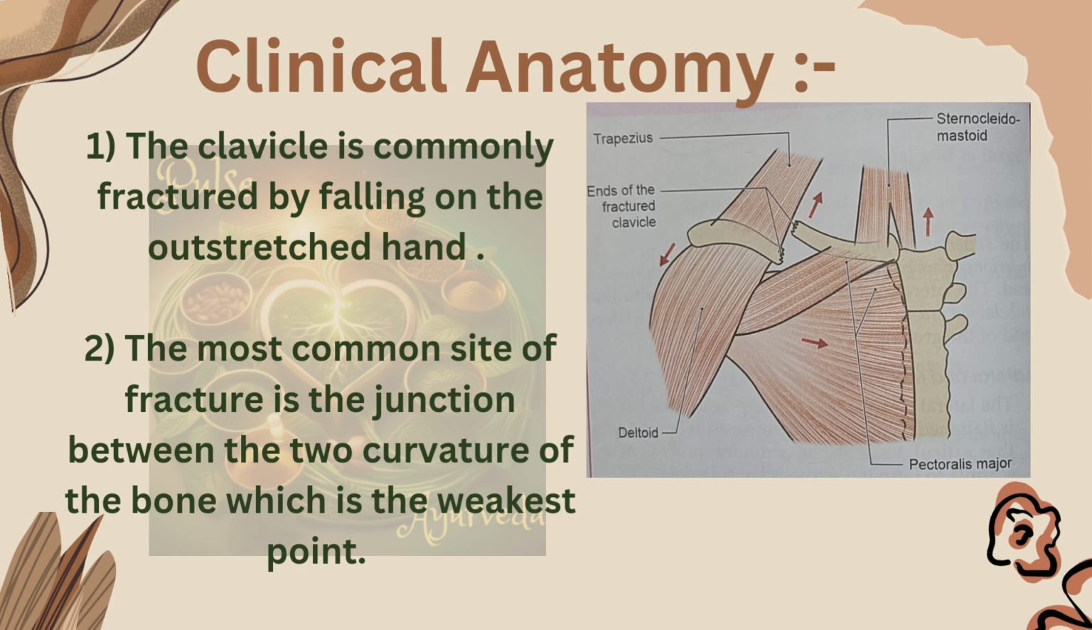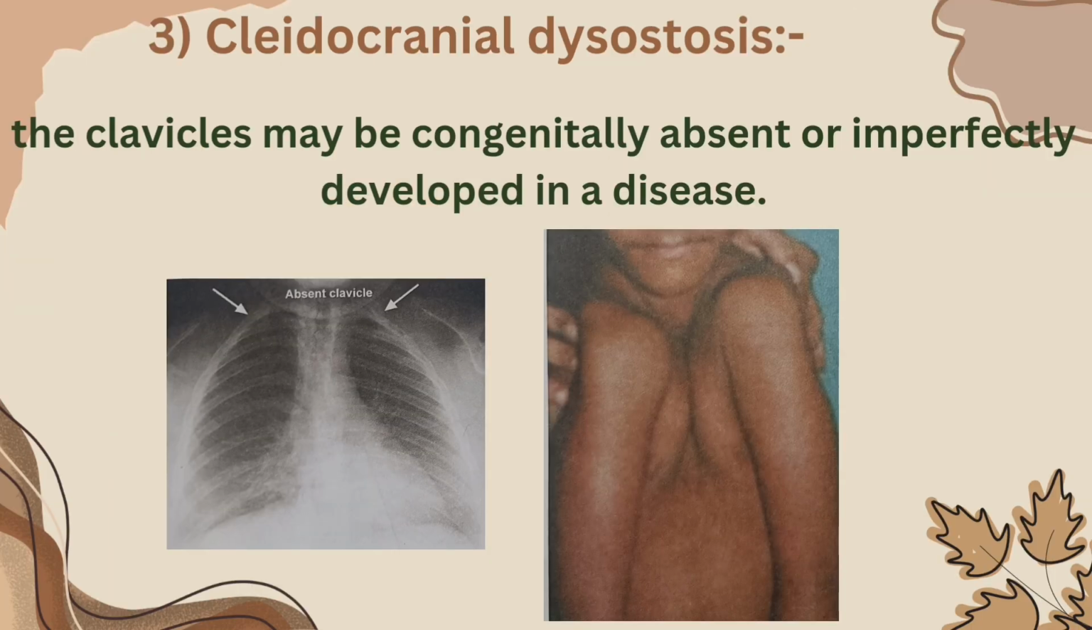Now we'll move to a very important topic, clinical anatomy. The clavicle is commonly fractured by falling on an outstretched hand. The most common site of fracture is the junction between the two curvatures of the bone, which is the weakest point. In short, we could say it is the middle point of the bone. In this image it is shown.